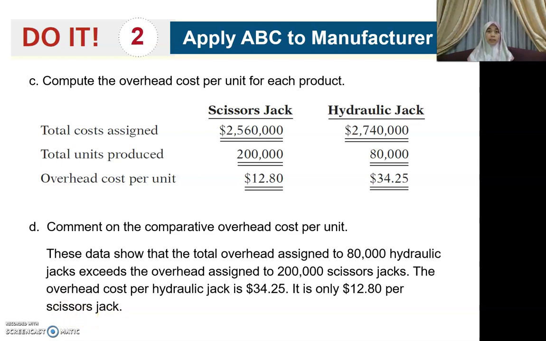So that is basically how you calculate the overhead cost per unit. If the question asks you to calculate the cost per unit, you just follow the same steps to calculate based on the products that you have.